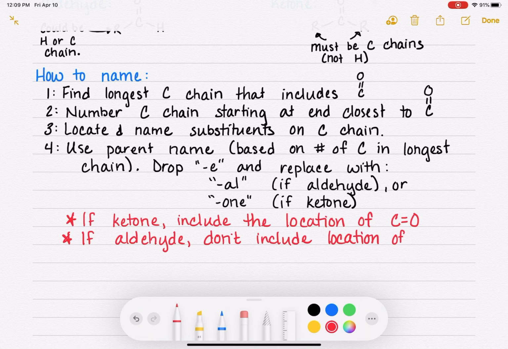So that's a lot of rules. Let's go to a worksheet and practice it.